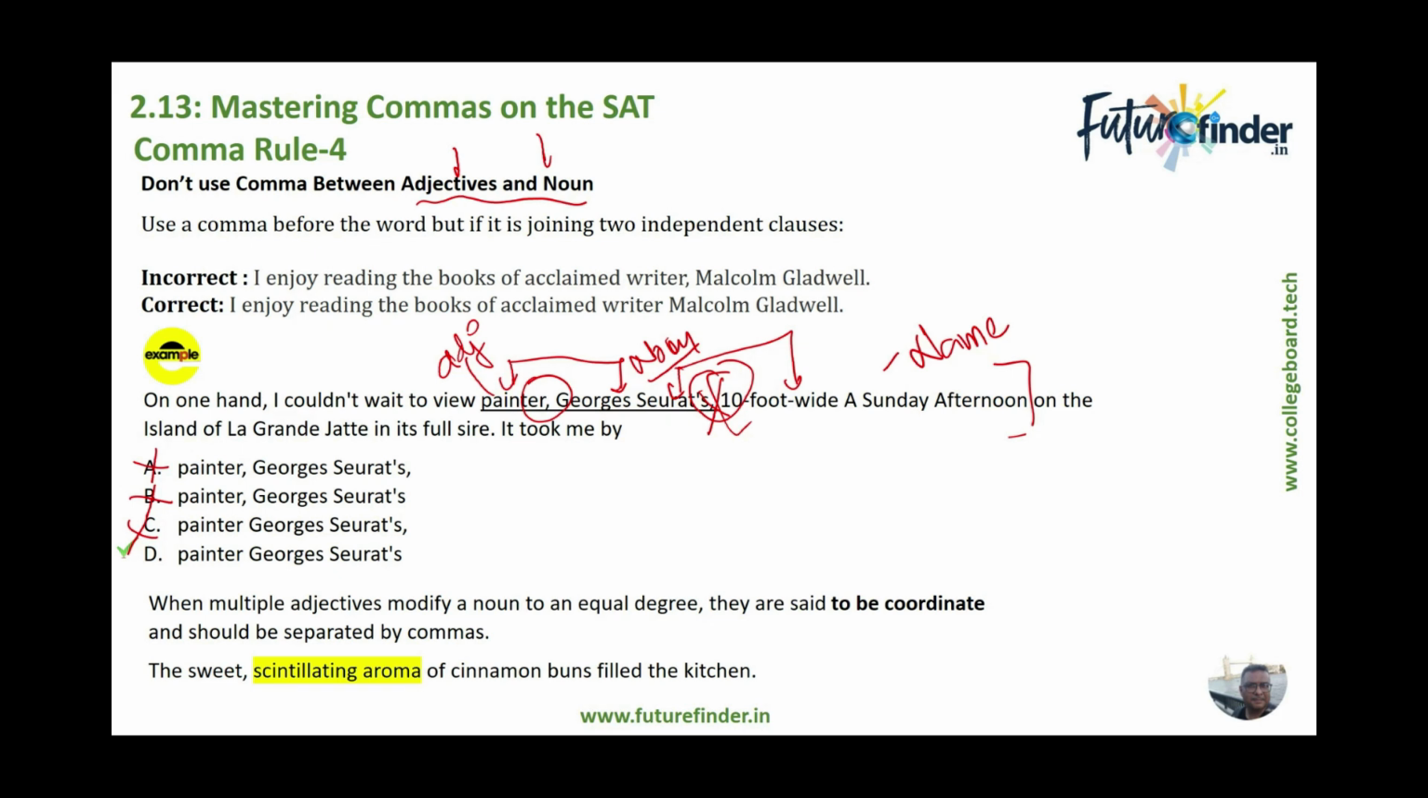So this is what comma rule 4 is all about: there shouldn't be a comma between an adjective and a noun, although this does not prohibit using a comma between 2 or more adjectives that we are using for the same noun. As for example, let's take this question. The sweet, scintillating aroma of cinnamon buns filled the kitchen. Sweet and scintillating are 2 adjectives used for the same aroma, and hence we can have a comma to demarcate between the 2 adjectives.